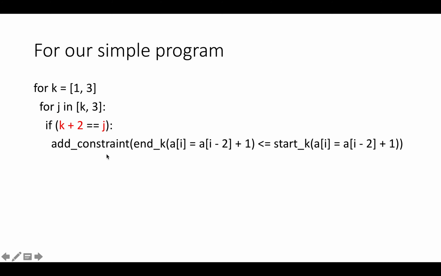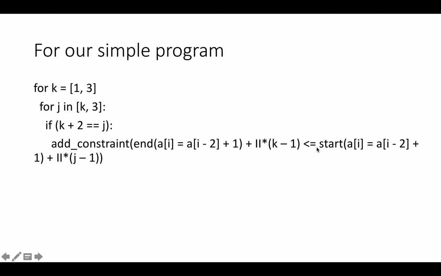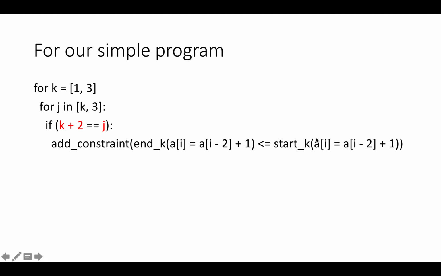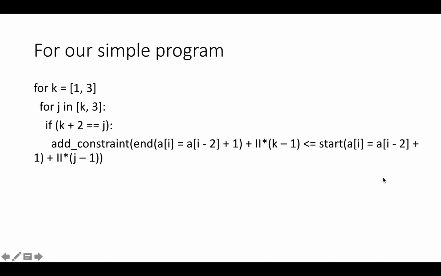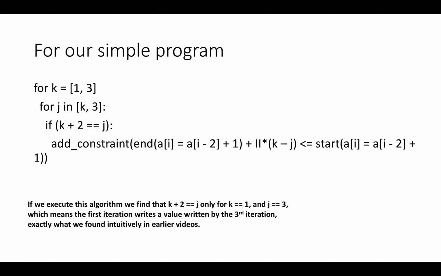Or more generally, we can simplify to if k plus 2 equals j, then we add the constraint that the kth instance of the body of the loop has to finish before the start, oops, excuse me, that should be the jth. Sorry. So this should be the start of the jth instance of the loop body. And we can simplify this down using our instruction start and completion time formulas to this, which is that the end of the instruction in the loop plus the initiation interval times k minus j has got to be less than or equal to the start of this iteration in the ordinary basic block schedule.